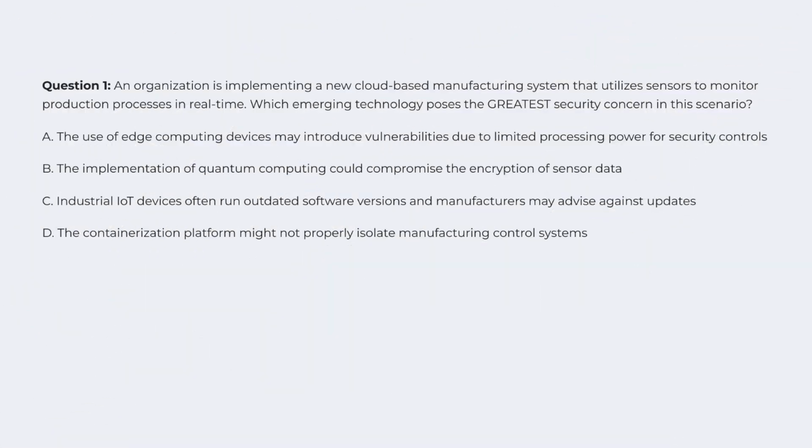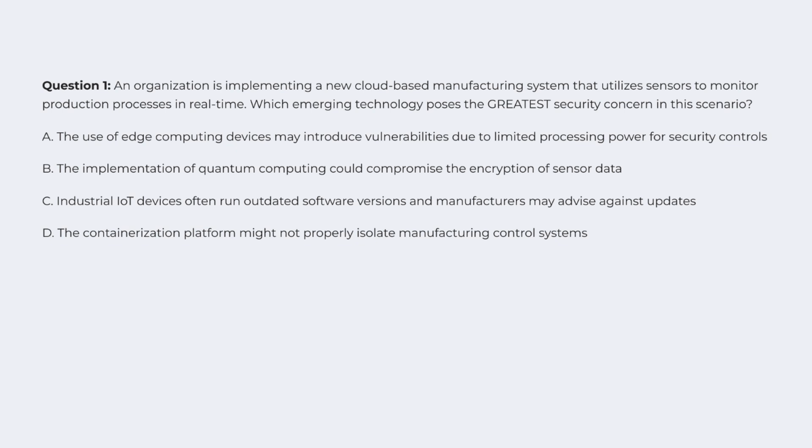Part 5. Question 1. An organization is implementing a new cloud-based manufacturing system that utilizes sensors to monitor production processes in real time. Which emerging technology poses the greatest security concern in this scenario?